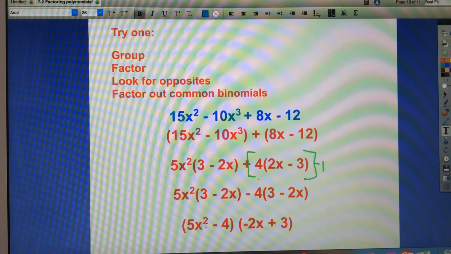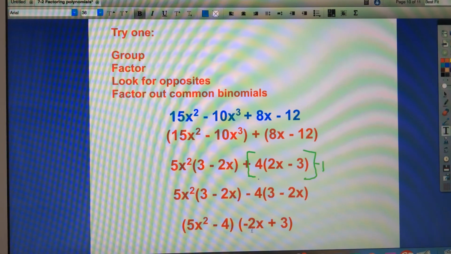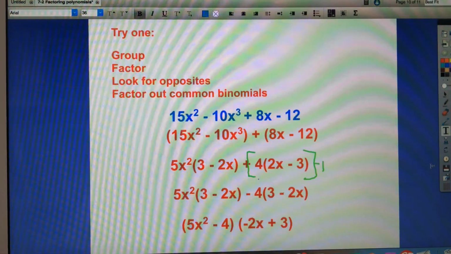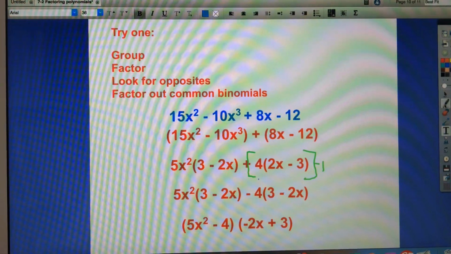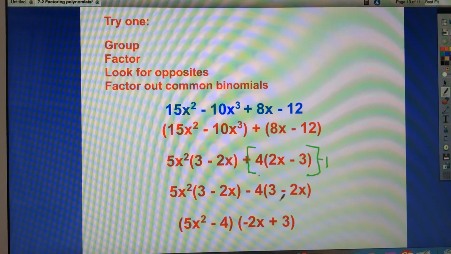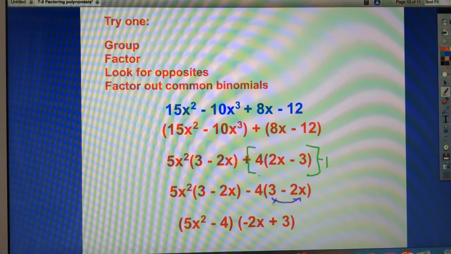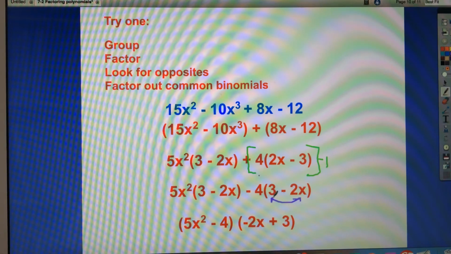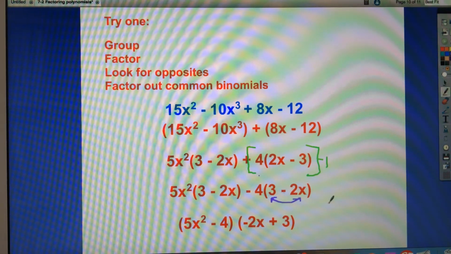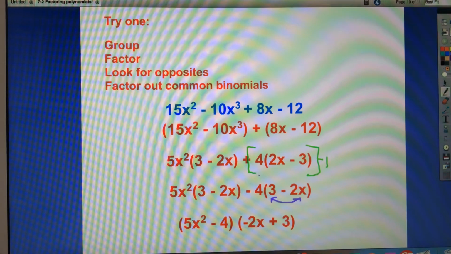So 5x squared minus 4. And now, of course, I took this 3 minus 2x and I put it in the correct order by degree. Negative 2x plus 3. I rearranged these two values. If you don't see that, this was a 3 and the 2x, and I just realigned them. The commutative property allows me to do that.